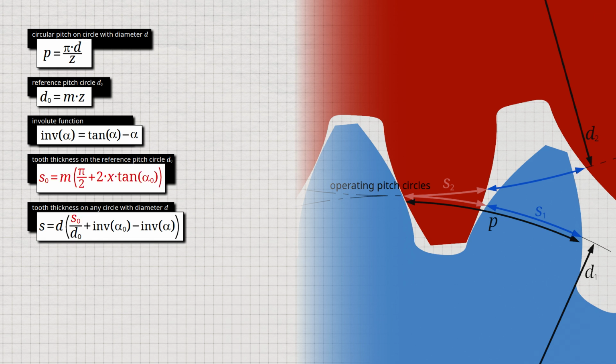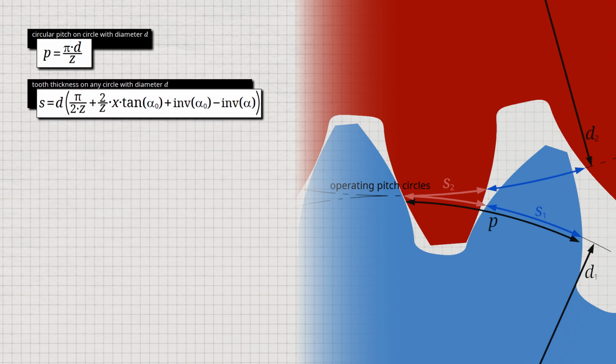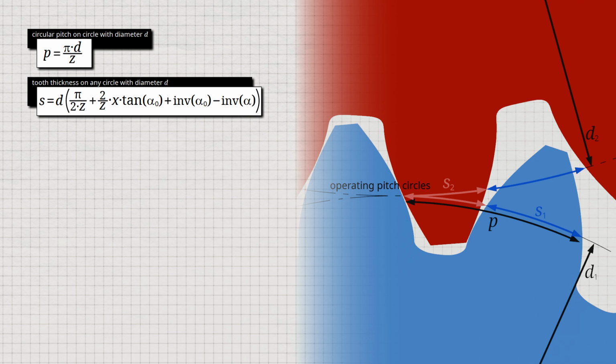We use the corresponding formula for the tooth thickness S0 on the reference pitch circle. The pitch circle diameter D0 is expressed by the product of the module and the number of teeth. We then obtain the given formula in which we can cancel out the module. Simplifying this equation gives the formula shown. Since in our case the tooth thickness refers to the operating pitch circle, the involute angle corresponds to the operating pressure angle alpha b, as explained at the beginning.